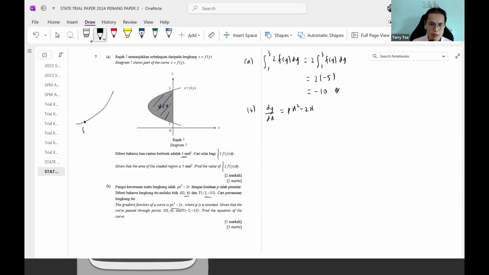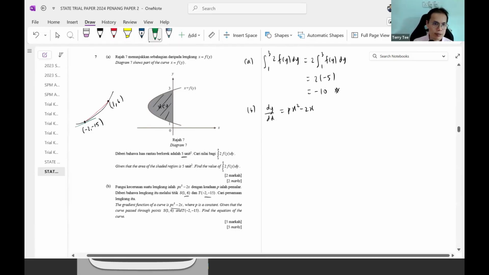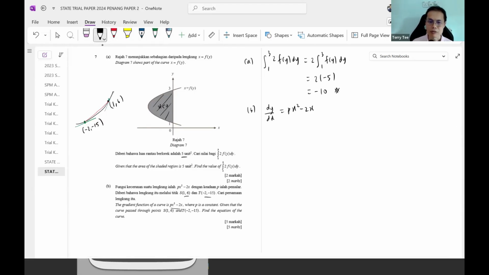At this point is, let's say, -2, -15. At this point, this is 1, 6. And if you join these 2 points together, you get a straight line. That straight line doesn't represent the gradient of the curve. The gradient of the curve changes throughout. At this point, the gradient is this. At this point, the gradient is something else. So the gradient of the green line obviously is not the same as the gradient of the red line.